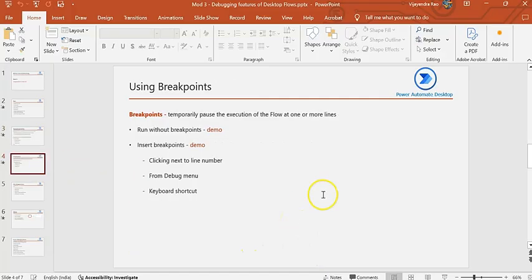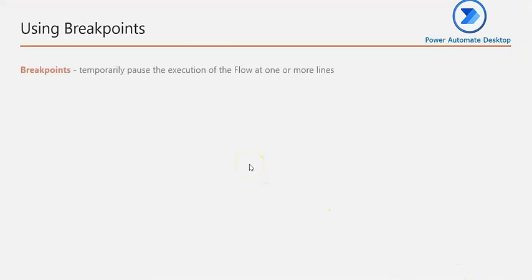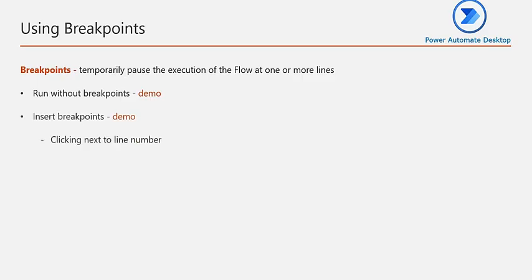What else do we have? Using breakpoints. Let's speak about breakpoints. It's temporarily pausing the execution of the flow at one or more lines. You can have multiple breakpoints so that while you're testing, you can check whether the execution is happening correctly or not. And that is running without breakpoints, inserting breakpoints, clicking next to a line number is one of the ways of inserting breakpoints. Don't worry, I'll be showing a demo of it from the debug menu and again as a keyboard shortcut.